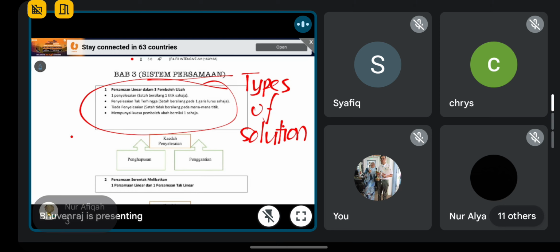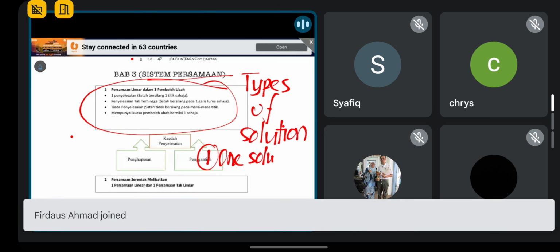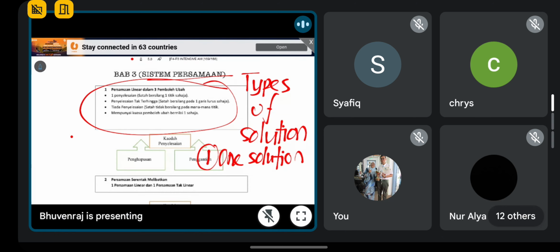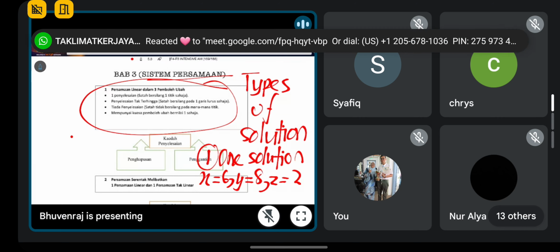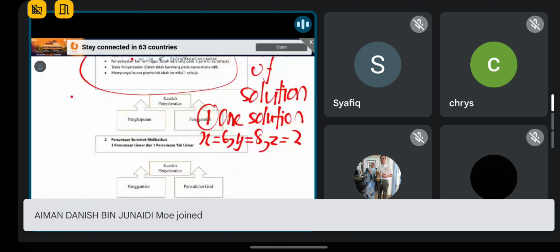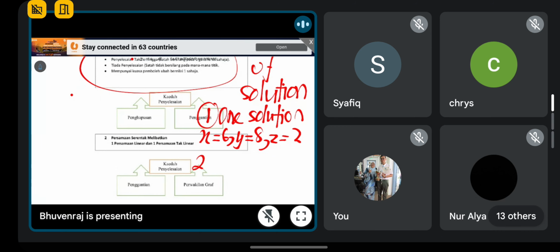If you all familiar. Yes, betul lah Fika. Ada tiga jenis penyelesaian. First one is called one solution. Apakah yang dimaksudkan dengan satu penyelesaian? What is meant by one solution? Means that you will get x equals 6, y equals 8, z equals 2. Contoh, kamu akan dapat nilai macam ni. Fraction also can. Pecahan pun boleh. Perpuluhan pun boleh. Asalkan kamu ada nilai x, y dan z. As long you have x, y, z value, this is called one solution. Satu penyelesaian. The second one is we call no solution.